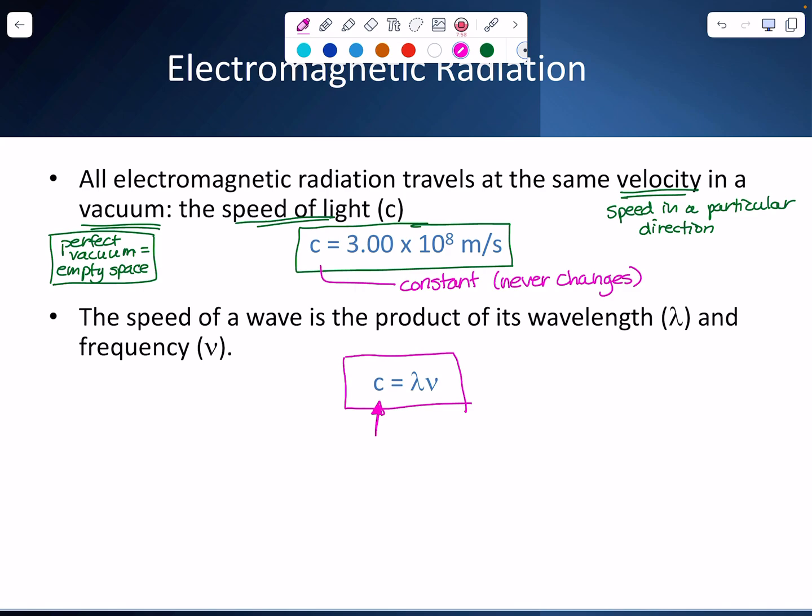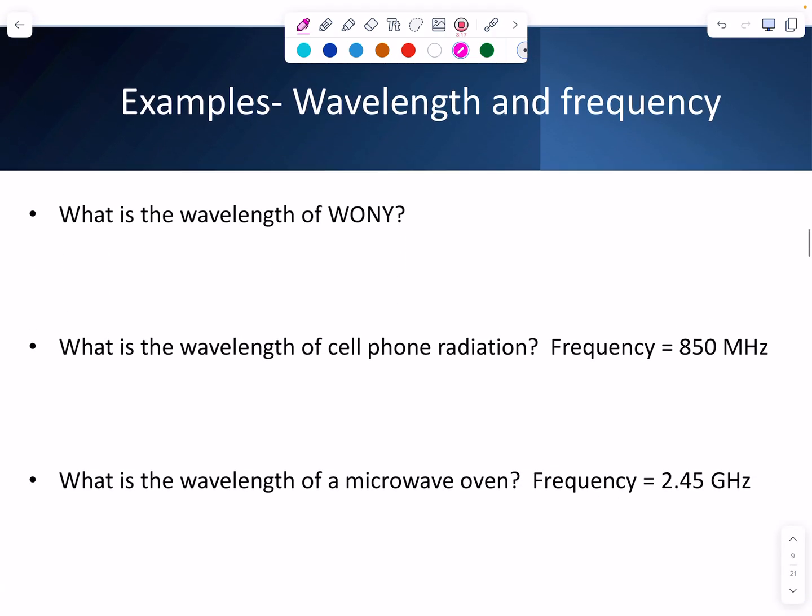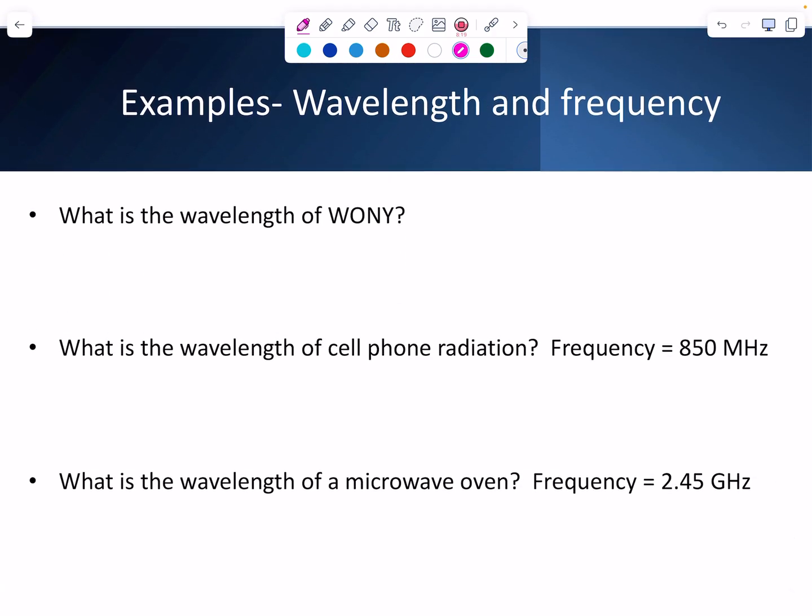If it takes light 1,000 years to travel to Earth, it must be super, super far, because light travels almost 1 million meters per second, right? All right. So let's spend the rest of class today just doing a few examples.